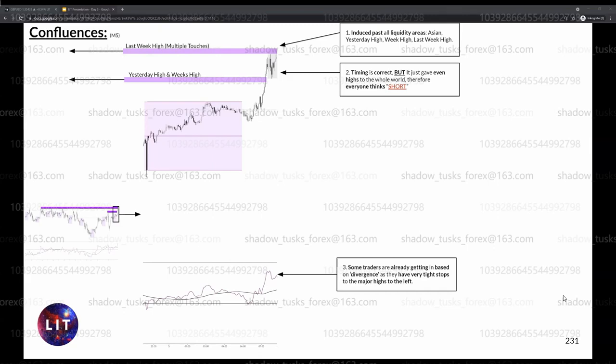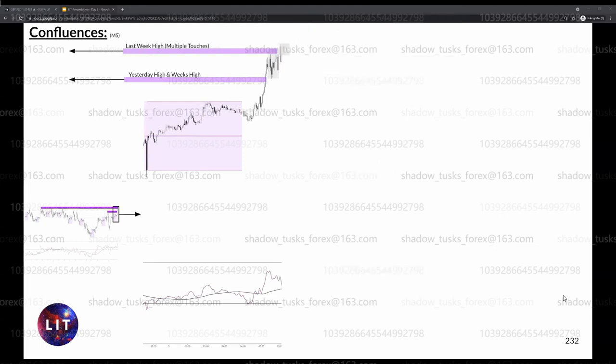Some traders are already getting in based on divergence, so that's not good, obviously. Retailers see this false reverse divergence type of thing in here, right? So question, what do we do? If we just touched it but never took it out, should we take a short here based on the resistance, or should we expect an inducement? Of course, easy question. We expect an inducement. Finally, we got the inducement, right?